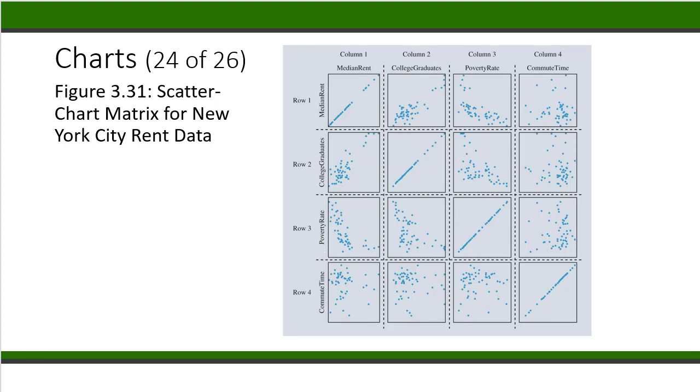So to read this, if we look over here, this is rent compared to college graduates, rent to poverty rate, rent to commute time. And then we do the same with row 2, and so this one and this one are the same. Then we just reverse the rows and the columns. You can see how that looks. So this one and this one are the same. Row 4 to row 3, and 3 and 4 would be the same.